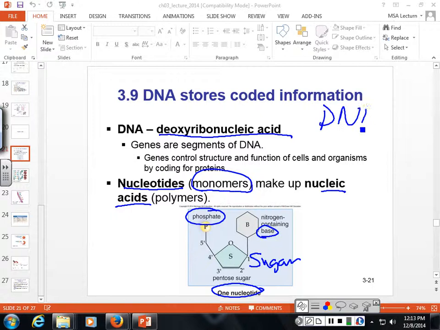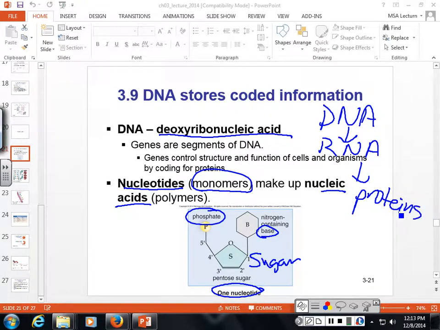This is DNA. DNA is going to copy itself into RNA, and RNA is going to make proteins. It's the code to make proteins. So our body decides, our cells, our DNA decides which proteins it's going to make.